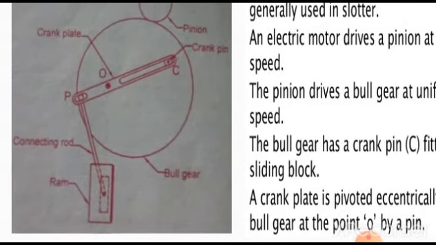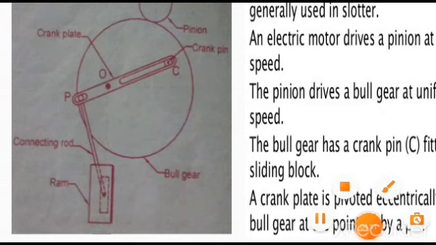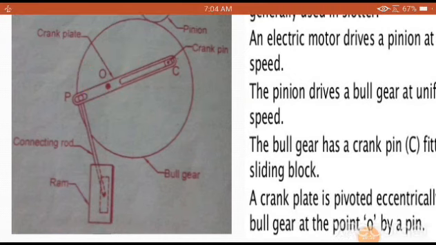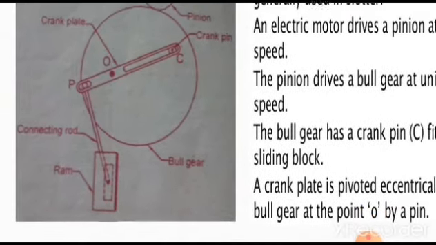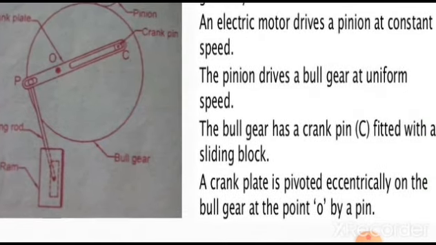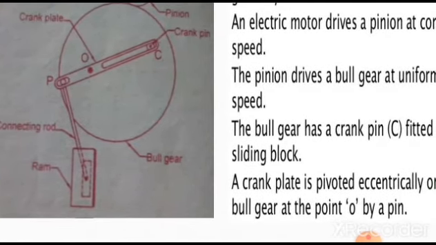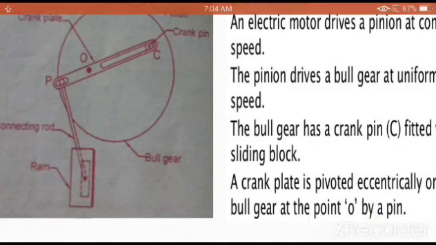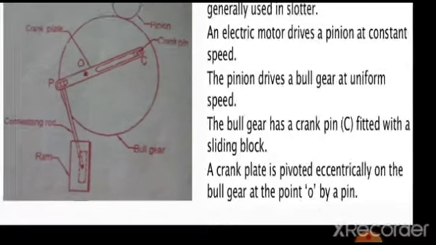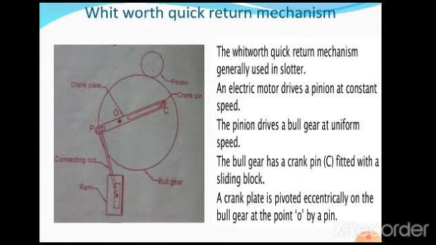As you are going to see, a crank plate is provided. This is called the crank plate, which is provided eccentrically on the bull gear at the point O. Just see the difference: at the point O, there is a provision of an eccentric on the bull gear itself, on a slot, as you can see clearly there.